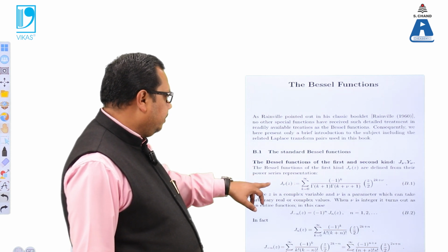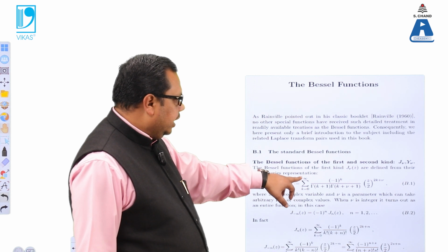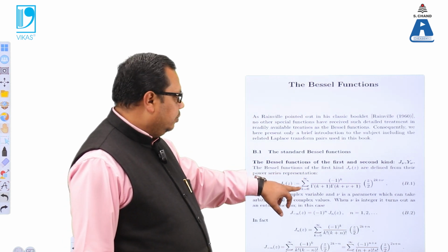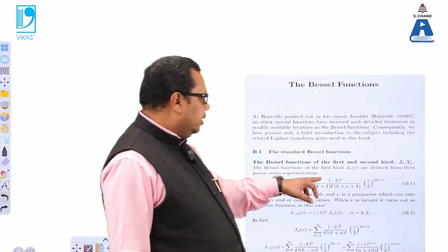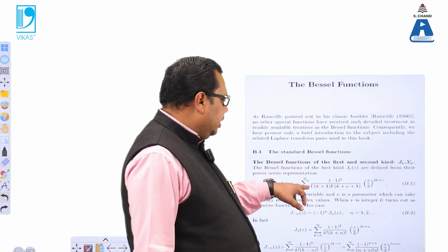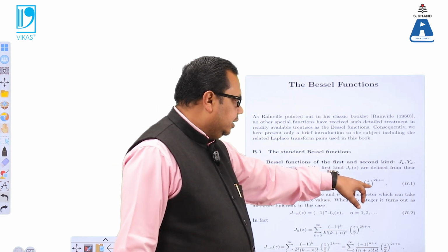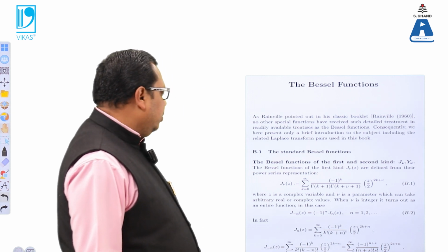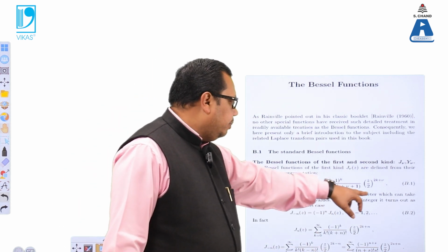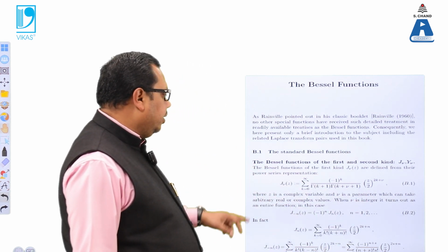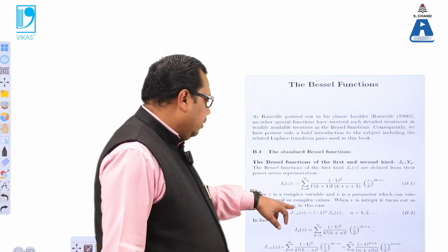As we can see, we have a function J_v(z), starting from k equal to 0 and going to infinity. So we can see here it is minus 1 raised to k, over k factorial, gamma of k plus v plus 1, times z by 2 raised to 2k plus v. Here z is a complex variable, the complex number, v is a parameter by which the change is happening, and J_v is the output of the function.